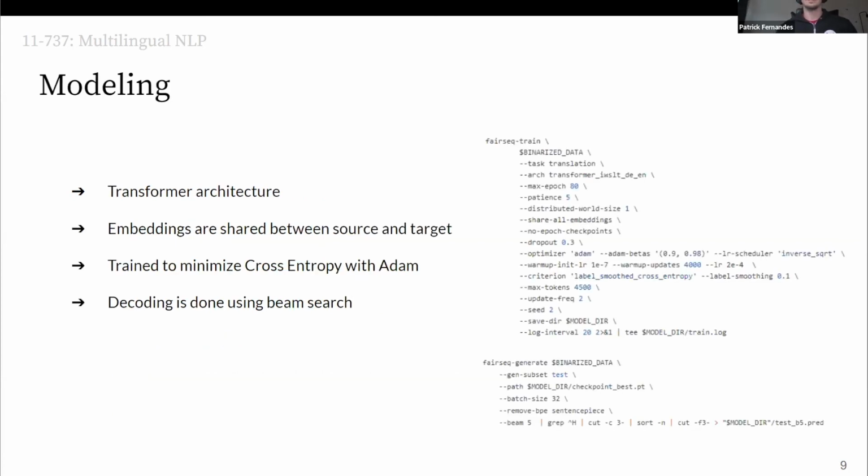For modeling, training and generation, we'll use the transformer architecture as described by Graham. Embeddings will be shared between source and target; despite the fact that they use different BPEs, this is still possible. This will be trained to minimize cross entropy with Adam, and decoding will be done using beam search. In particular, it's fixed to a beam size of 5. And this is an example of what the scripts call. It's just like a CLI for Fairseq, so you don't have to worry too much about training loops or anything.